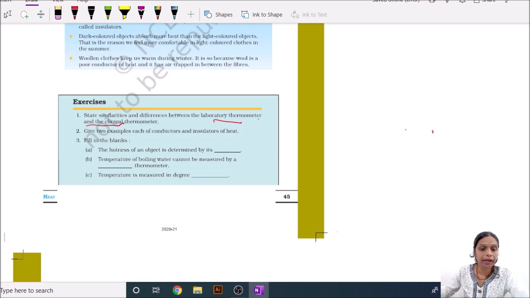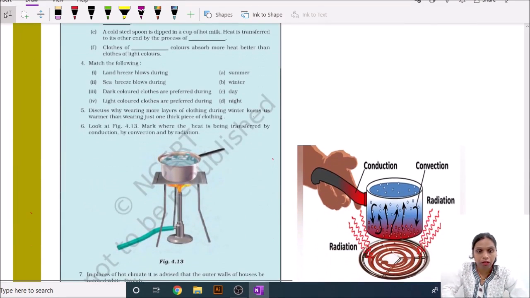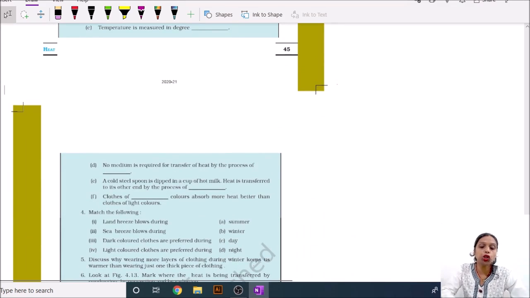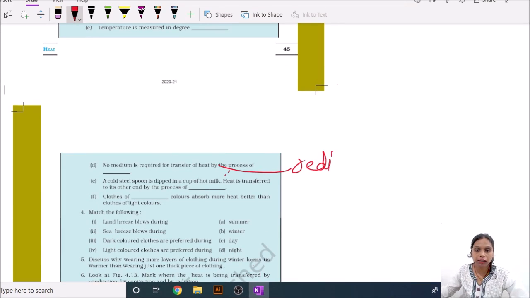insulator and conductor. The hotness of an object is determined by its temperature. Temperature of boiling water cannot be measured by a clinical thermometer. Temperature is measured in degree Celsius. Okay, now no medium is required for transferring of heat. Okay, then this is radiation.